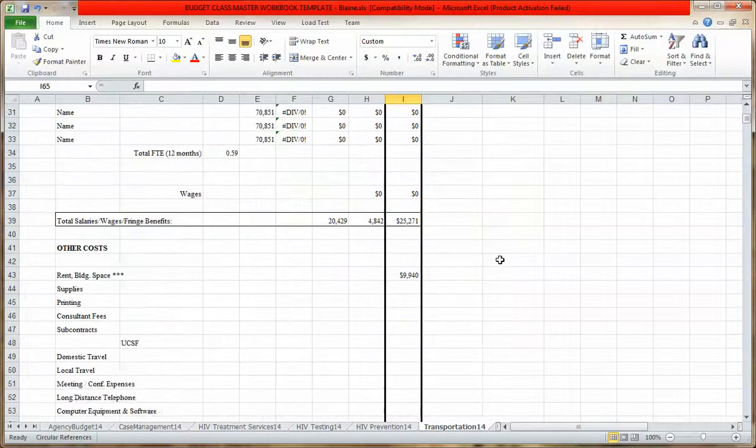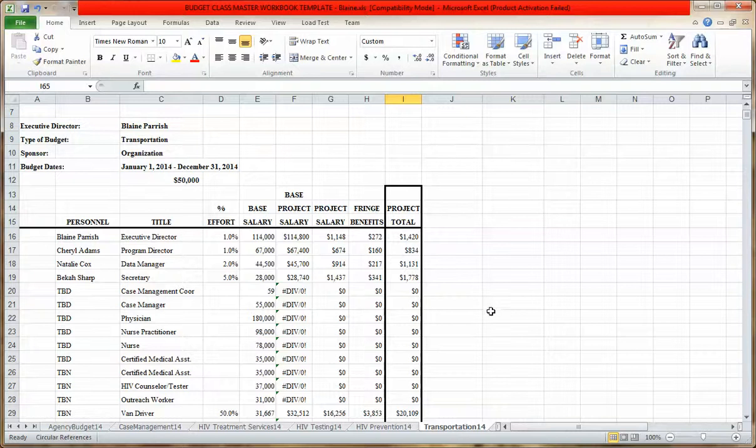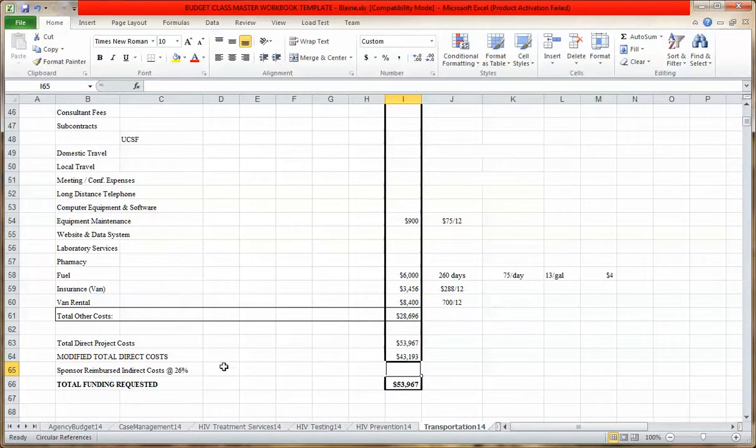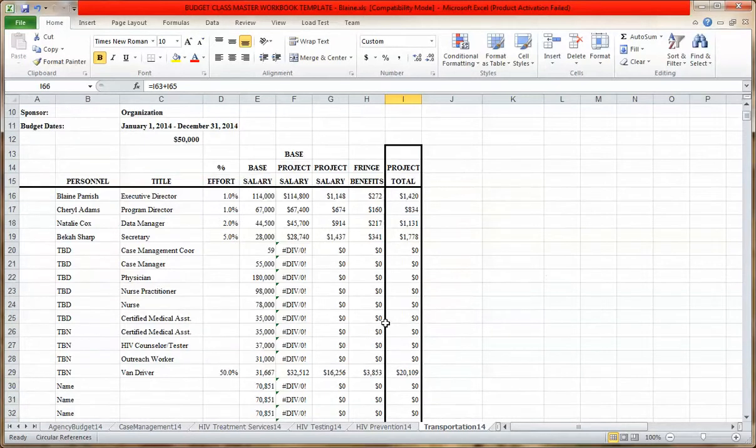So if I were to be able to take this to Hearst and get them to pay it, then I would add my indirect costs back in. But I can't add that in because this is money that I'm going to have to take out of my own operating account. So as you can see, I have $53,967. So that's more than the budget that I have.